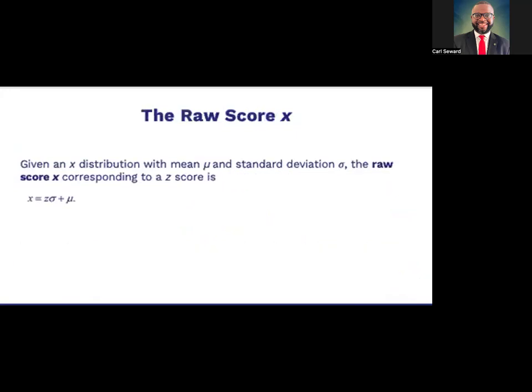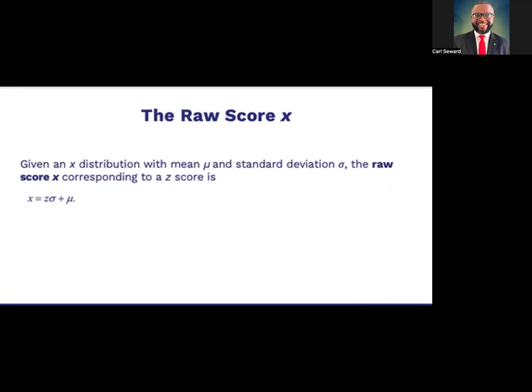Given an X distribution with a mean mu and a standard deviation of sigma, the raw score can be calculated using the formula X is equal to Z multiplied by the standard deviation, plus mu. So that's a way that you can find the raw score. You can just plug that in.